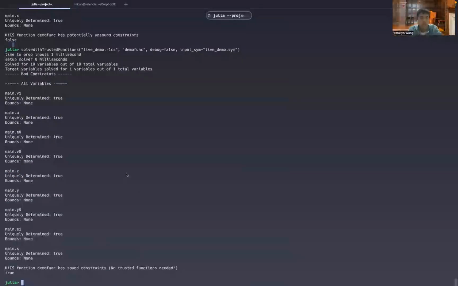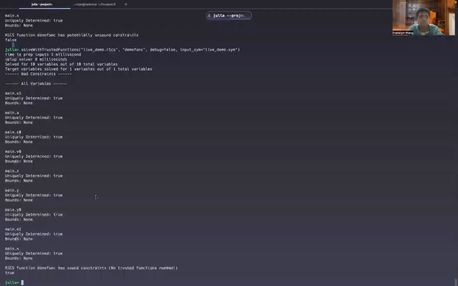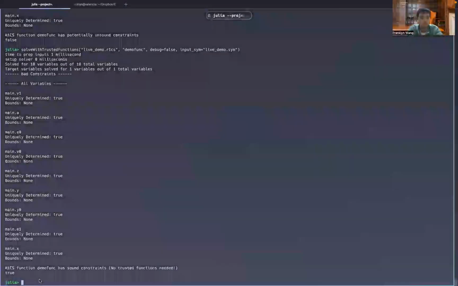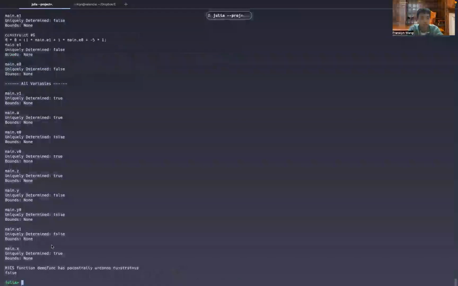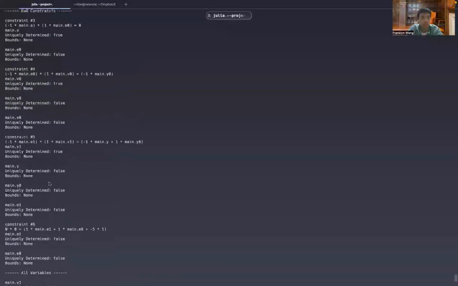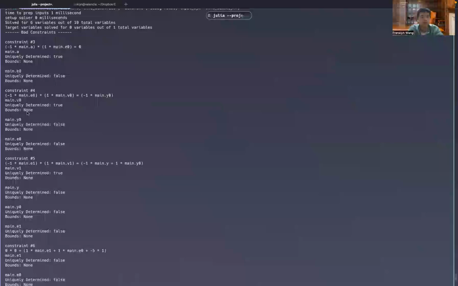Right, and everything looks good. And if we just comment out this statement and run this again, you get that it's false, right? And it'll show you the constraints that it has difficulty with. Namely here, it knows that A was uniquely determined, but E0 was not uniquely determined.